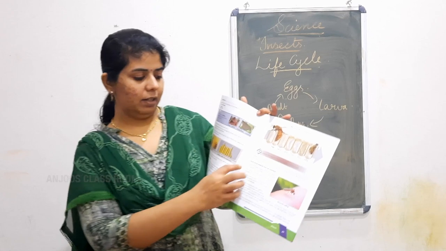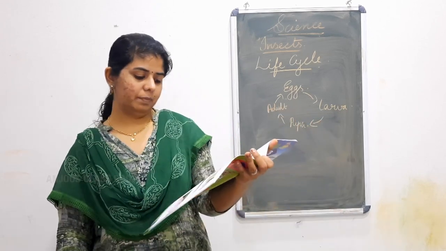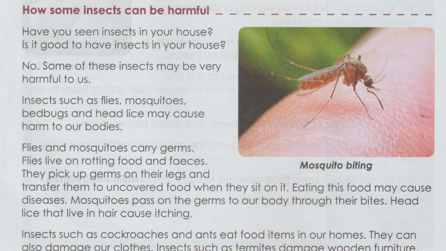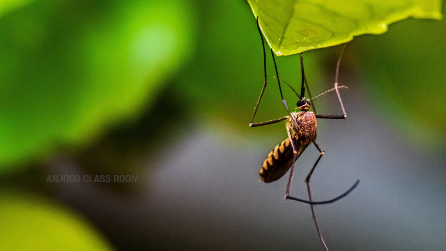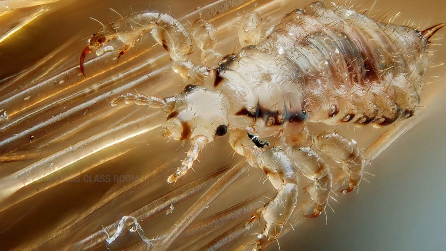Here you can see how some insects can be harmful to us. Put today's date on top. Have you seen insects in your house? Is it good to have insects in your house? No. Some of these insects may be very harmful to us. Insects such as flies, mosquitoes, bed bugs, mites, we say small, tiny ones, and head lice.